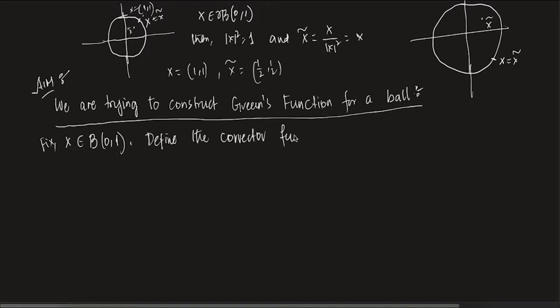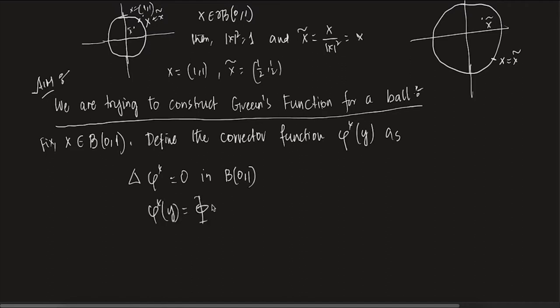The corrector function for this fixed x, φ^x(y), satisfies Laplacian of φ^x equals 0 in B(0,1), and φ^x(y) equals Φ(y minus x) on the boundary. This Φ is the fundamental solution, this capital Φ, and this is the small φ on the boundary of the domain. This is what we are taking.